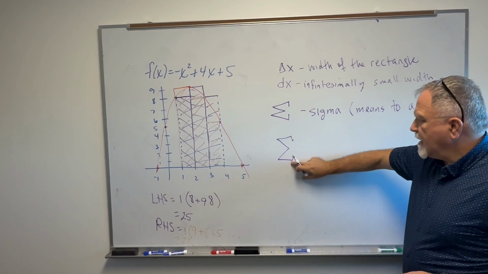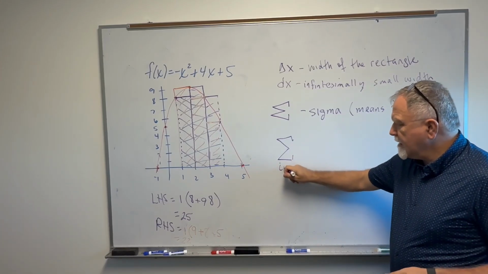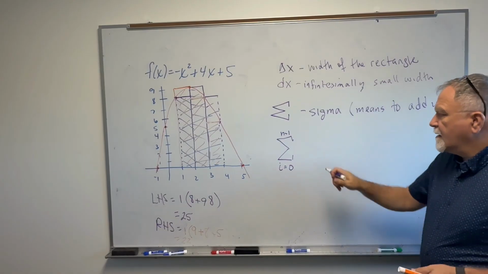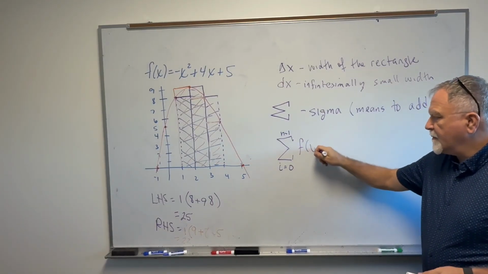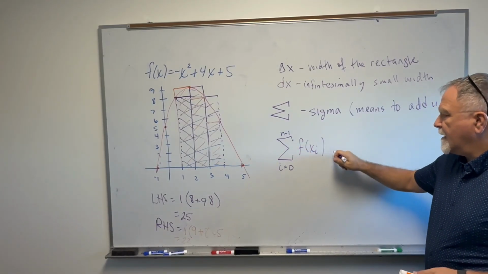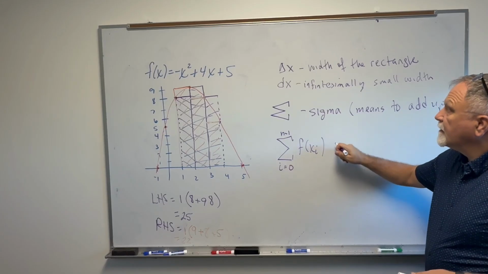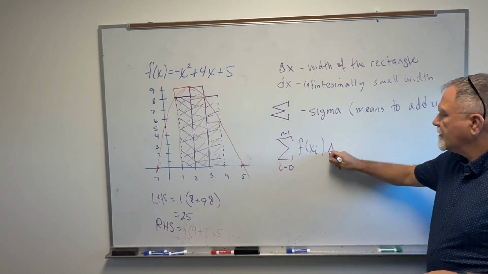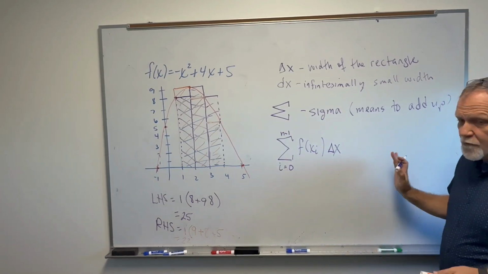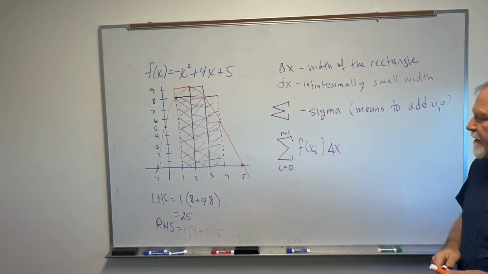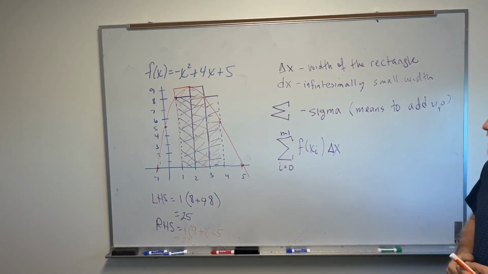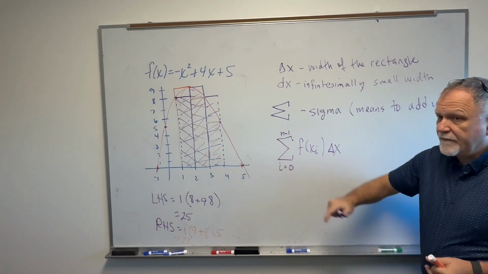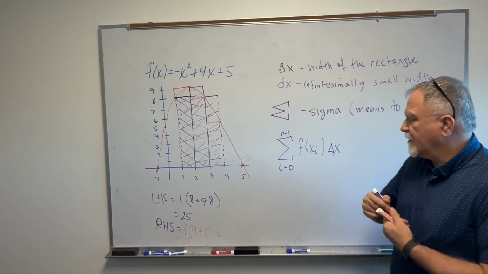And I'm going to go, for example, here, i equals 0 to n minus 1, f of x sub i times delta x. And that looks crazy. There's a lot of craziness going on there. I'll explain what that means. But this is representing the idea of a left-hand sum. This is our formal notation for left-hand sum.